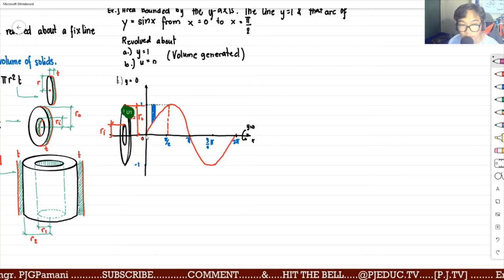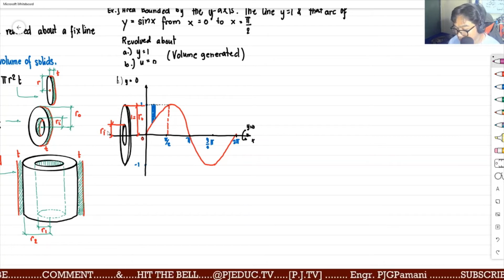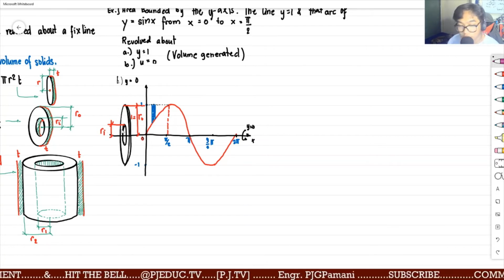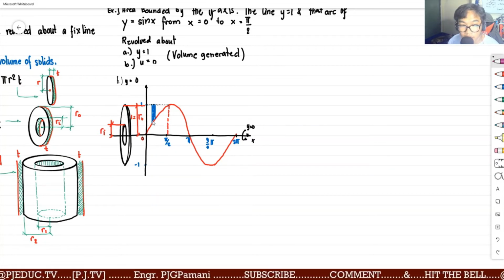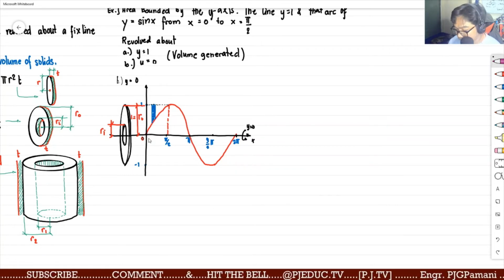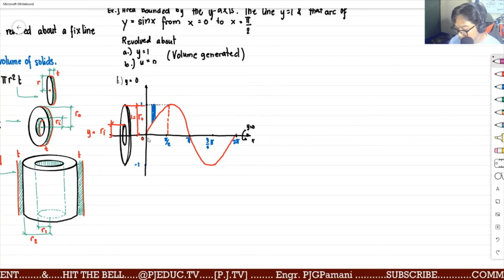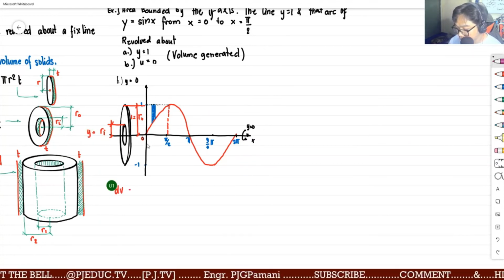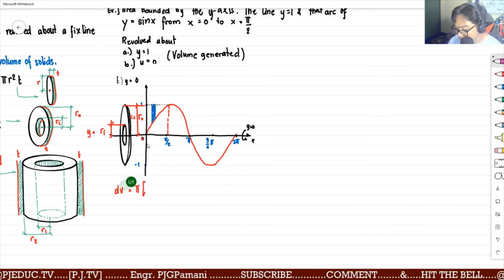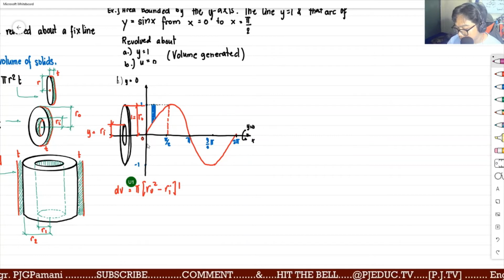Okay? So, basically, outer radius is simply equal to 1. Yan na yun eh. From 0 to 1. Then, inner radius is what? Inner radius is simply at y. So, dito yung concern natin. At the curve. At line y curve. So, that is y. Then, again, washer method, dv pi of outer radius minus inner radius, then thickness dx.